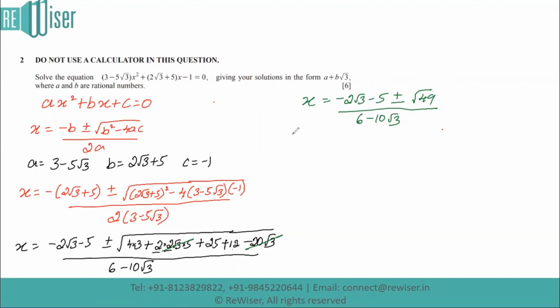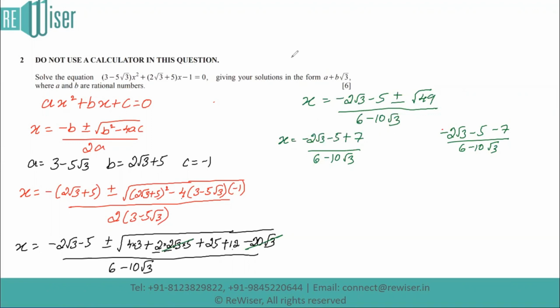So this is plus or minus. The first solution would be x = (−2√3 − 5 + 7) / (6 − 10√3), since √49 is 7. Another solution would be x = (−2√3 − 5 − 7) / (6 − 10√3). So these are the two different solutions that we have, and we need to think about solving them.